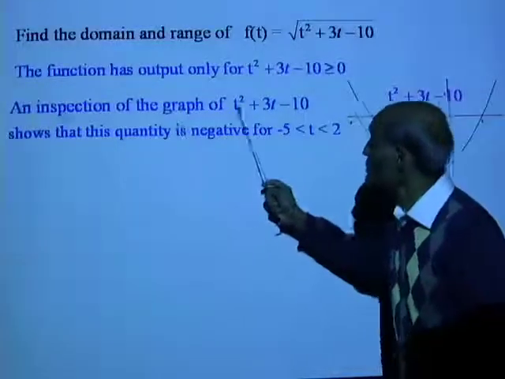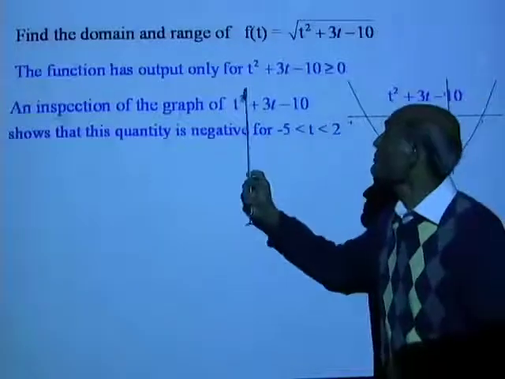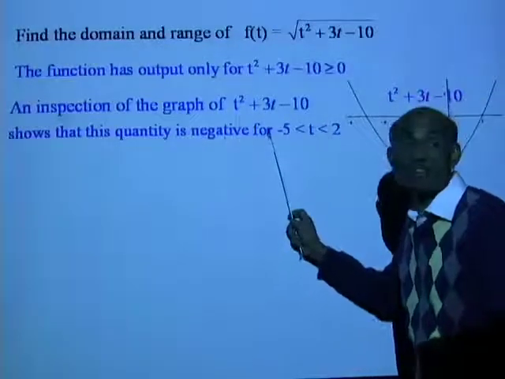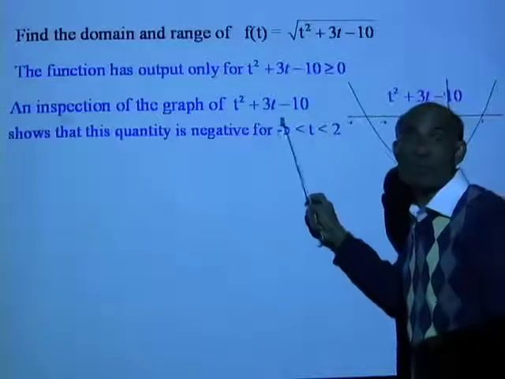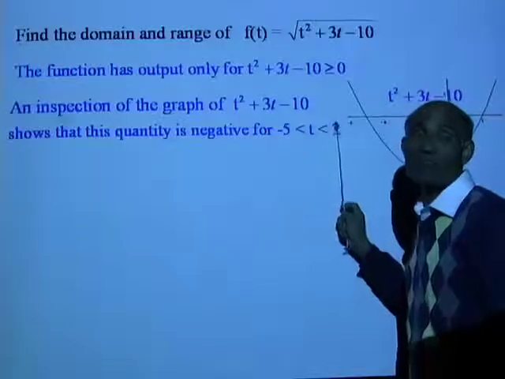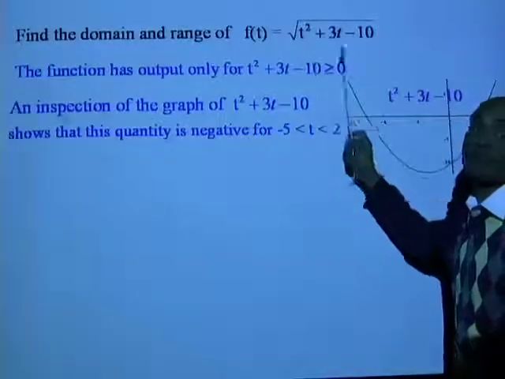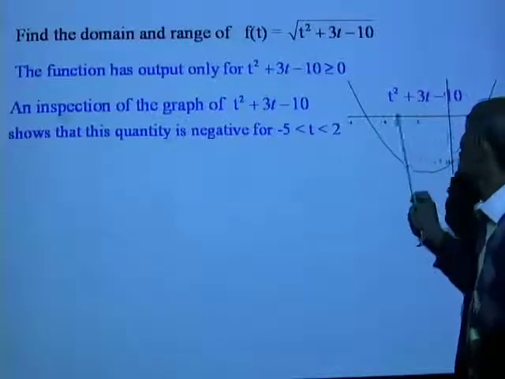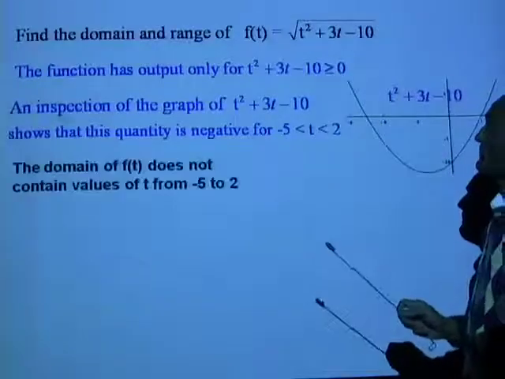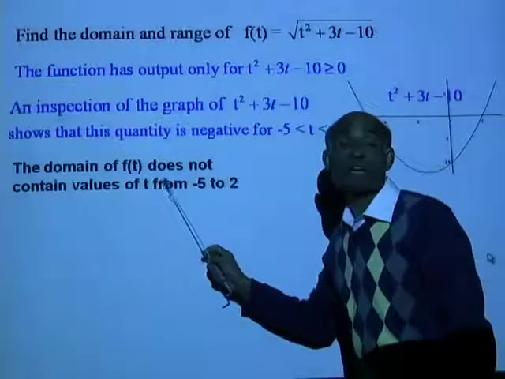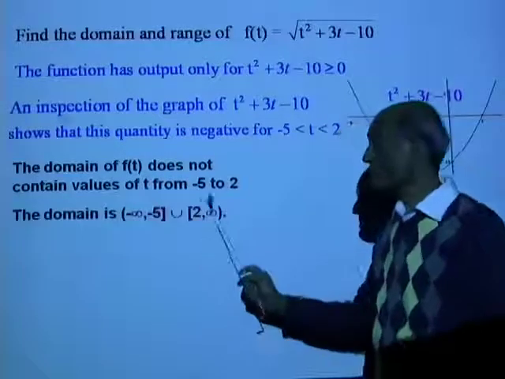So an inspection of the graph of t squared plus 3t minus 10 shows that this quantity is negative in this interval, -5 less than t less than 2. Between -5 and positive 2, this quantity is negative, and therefore these t values are not in the domain of this function. So the domain does not contain values from -5 to 2, and look at the way we write it.